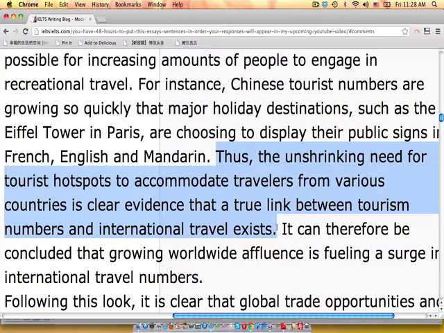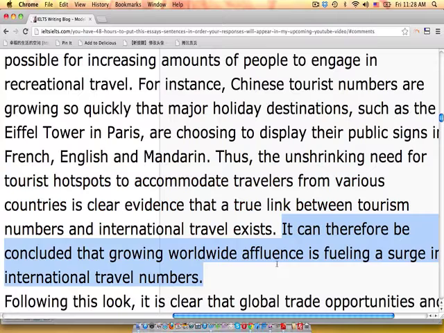So we're saying that this is showing that there is really a link. I mean, because people are putting up signs in Paris, they're putting up Chinese signs in Paris. It's obvious that tourism is something that is causing the growth of international travel. Okay, and then we state that as a very clear conclusion in the final sentence.